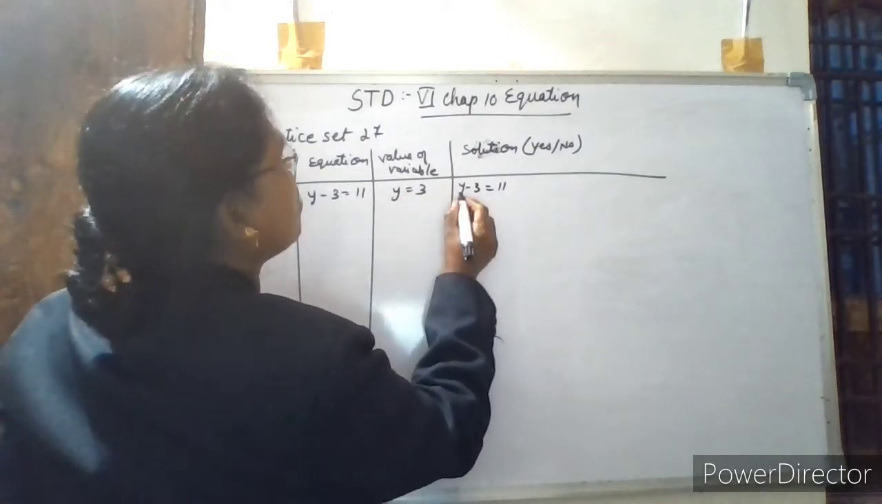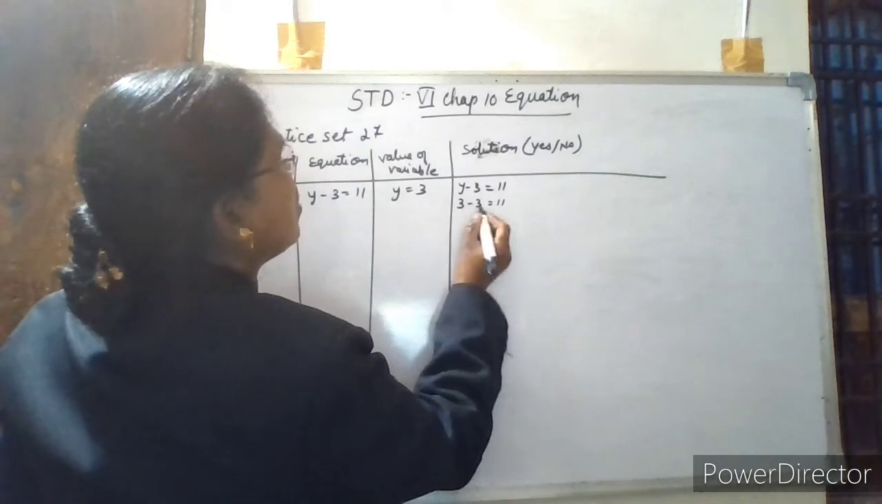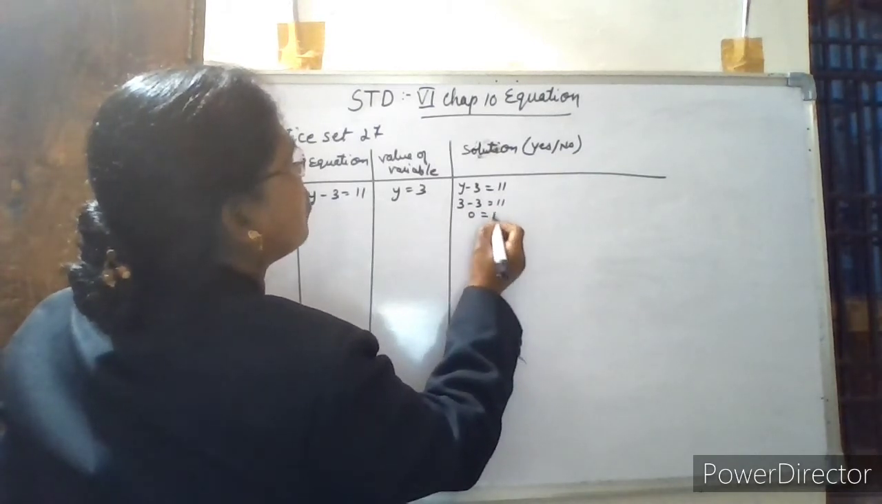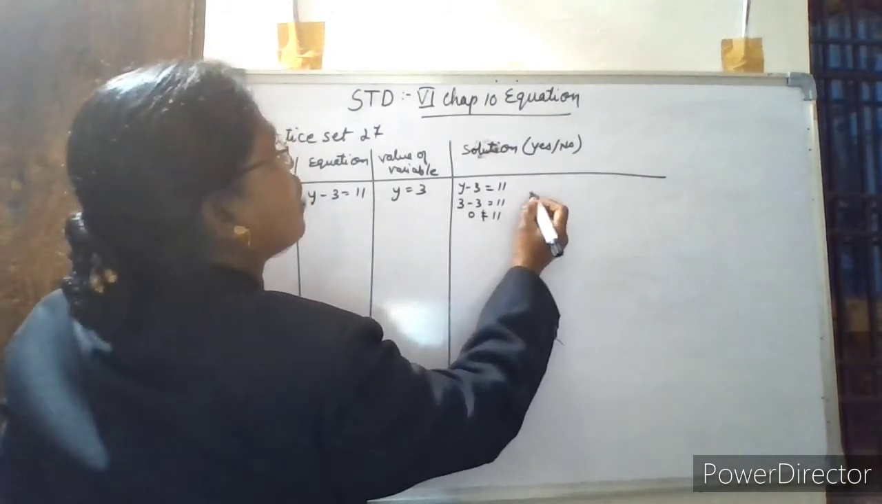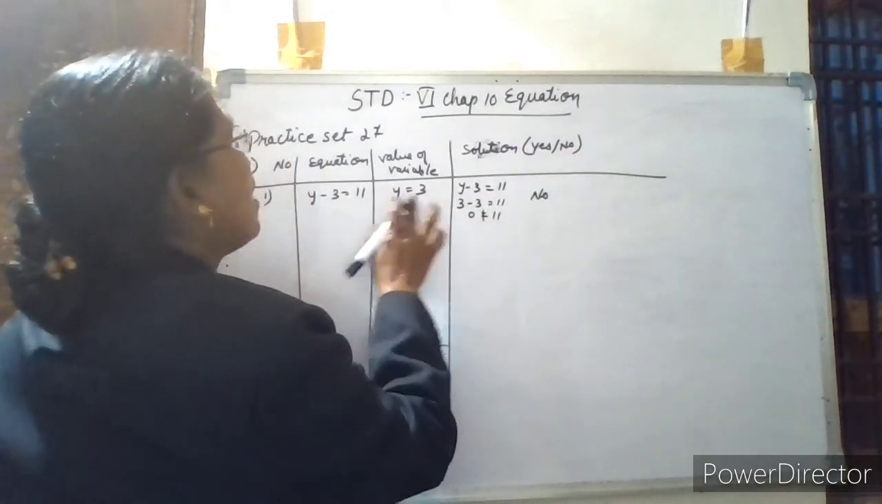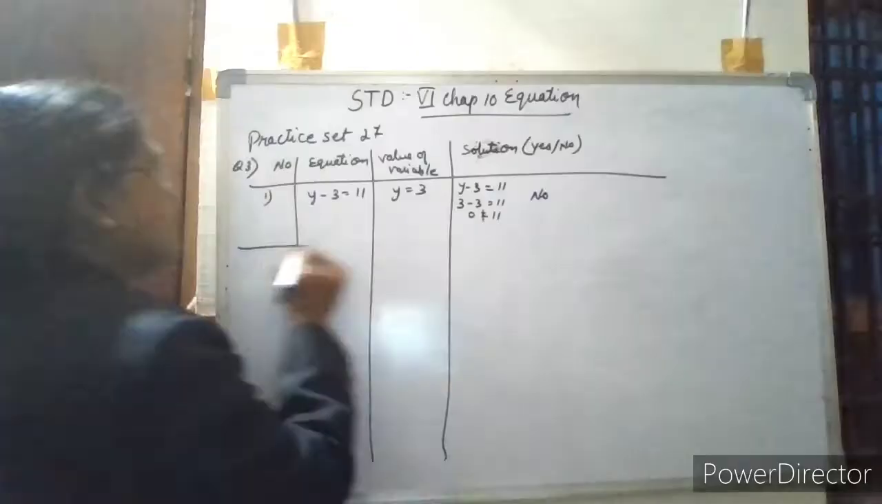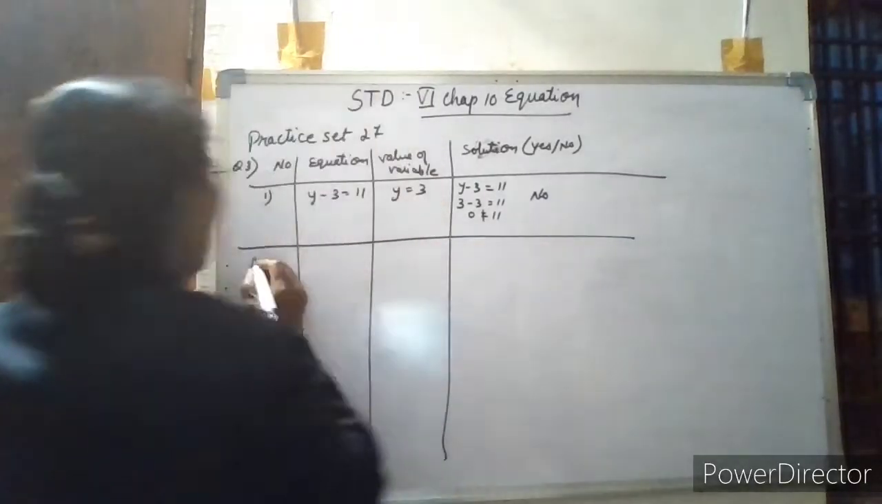So, in place of y write 3. 3 minus 3 is equal to 11? 3 minus 3 is equal to 0. 0 is not equal to 11. So, therefore, the answer is no here. That means y equal to 3 is not the solution of this equation. In the same manner, you solve the other ones also.